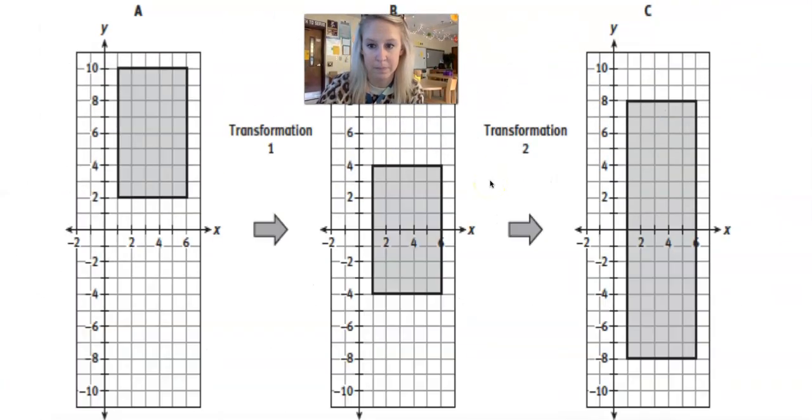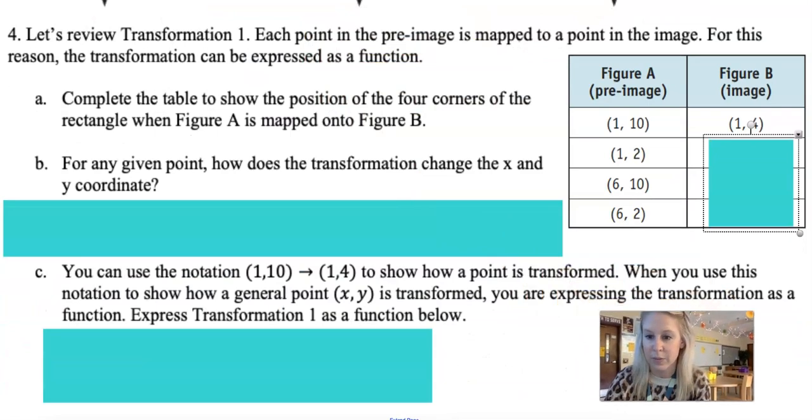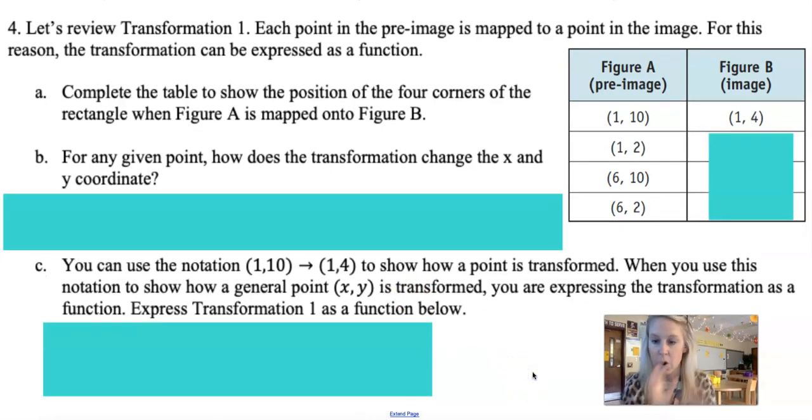Here's the band again. So we're going to work on number 4. Let's review transformation 1. We are only looking at transformation 1 for number 4. Each point in the pre-image is mapped to a point on the image. For this reason, the transformation can be expressed as a function. So all the points go to another point, which makes it a function.